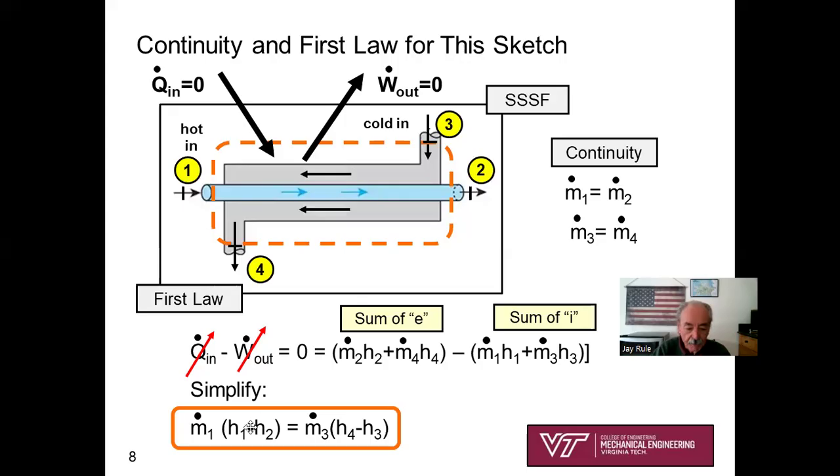It might be one of the flow rates. It might be h4. You might have to solve for h4 and then ultimately find T4. But you get the idea. This is a study in finding the unknown that you're asked to find.